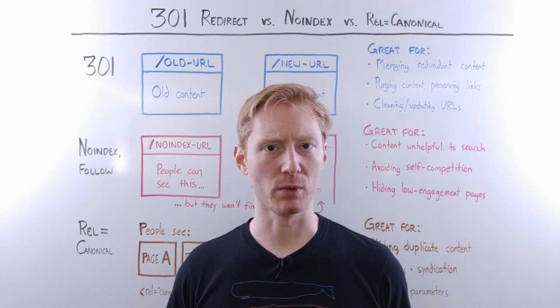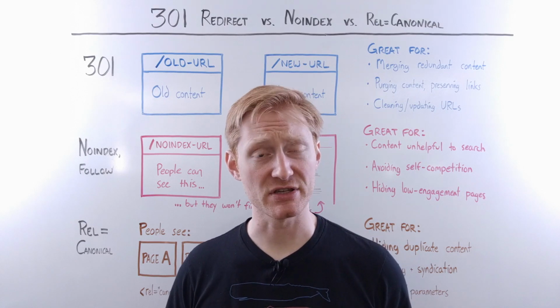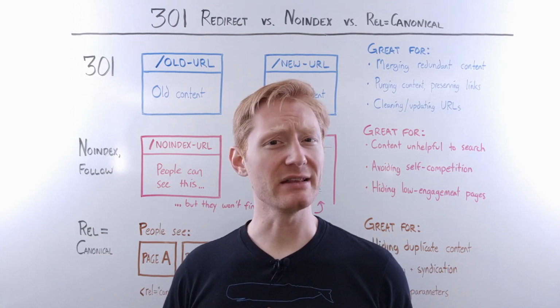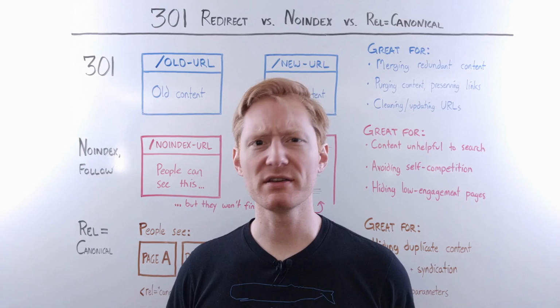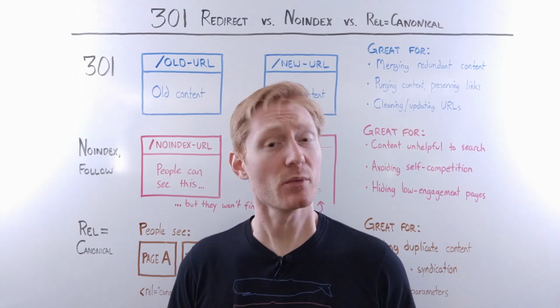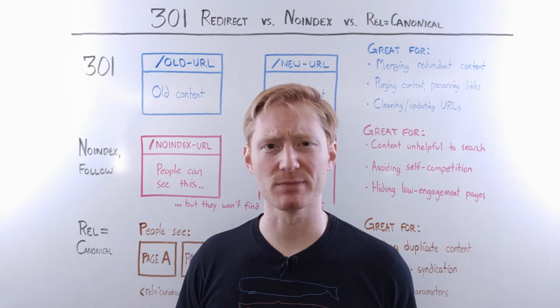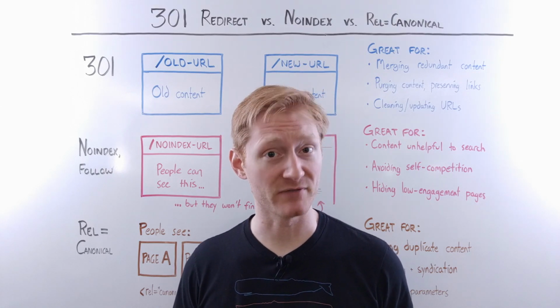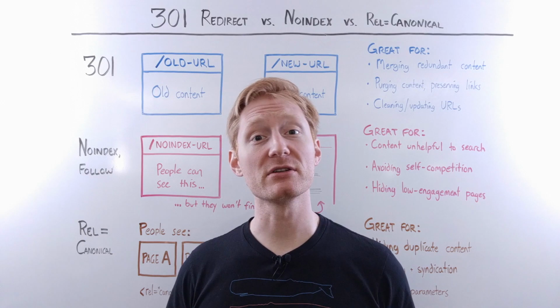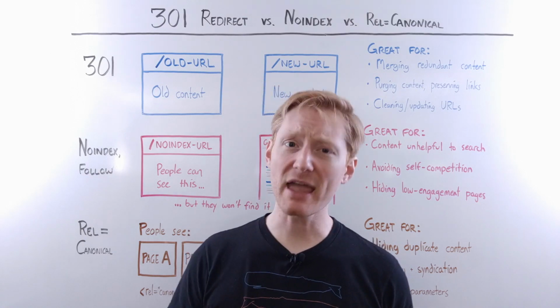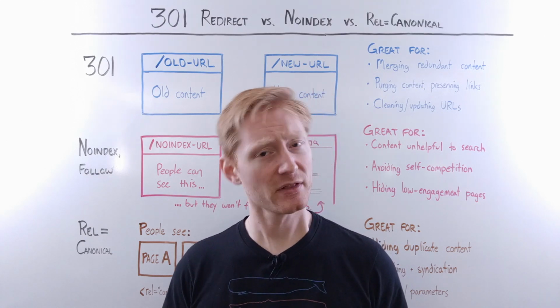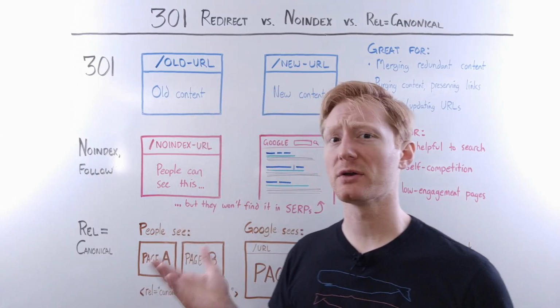Now these are all tools that content marketers and SEOs use generally when they're dealing with content that they don't want to show up in search engines the way regular content would. And they are not interchangeable, but they tend to come up in a lot of the same conversations. So right now we're going to look at the differences between them and what they're all useful for. Let's jump in. We'll start with 301 redirects.